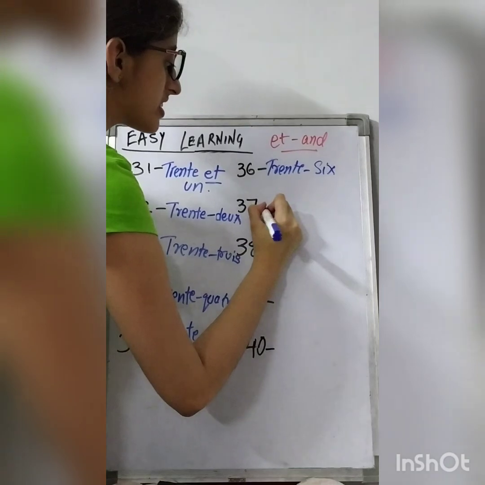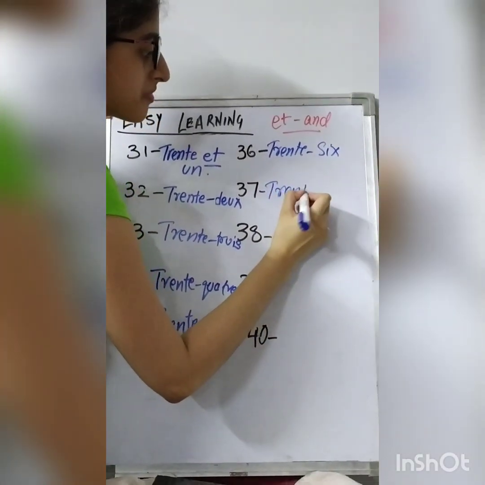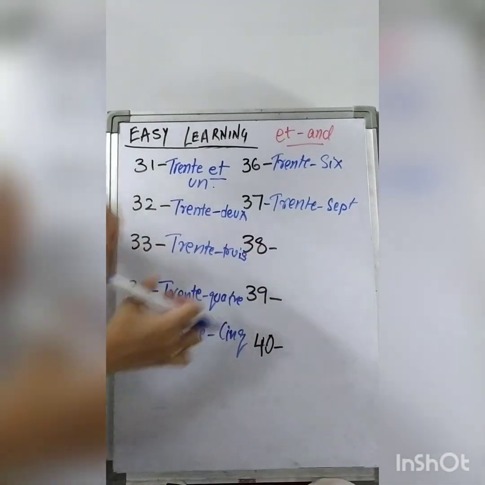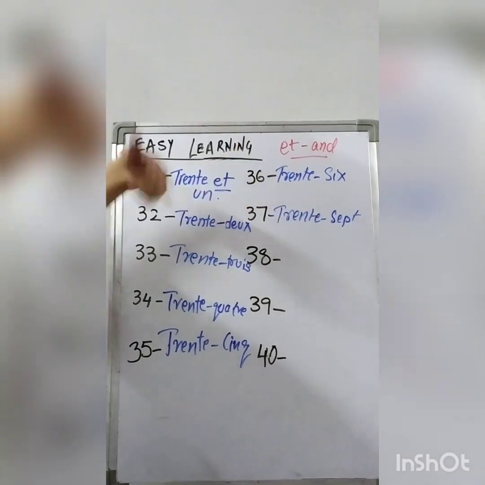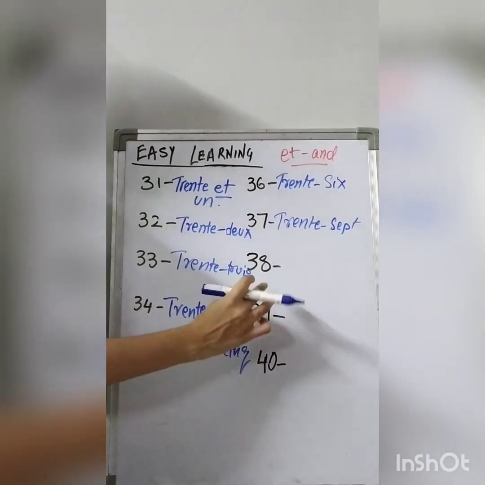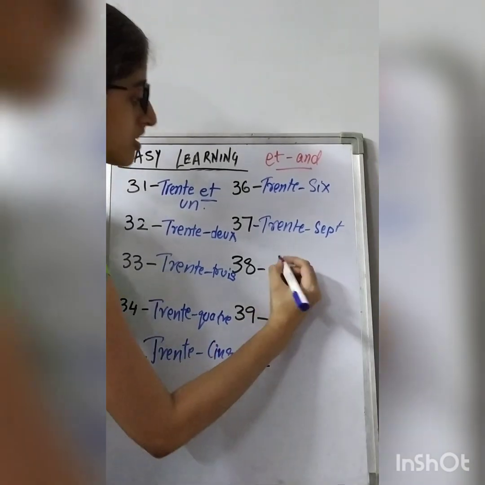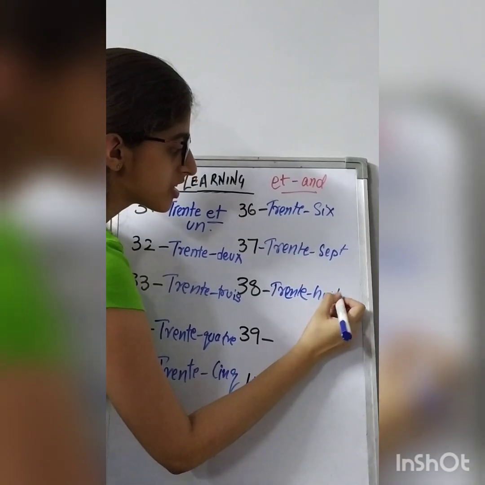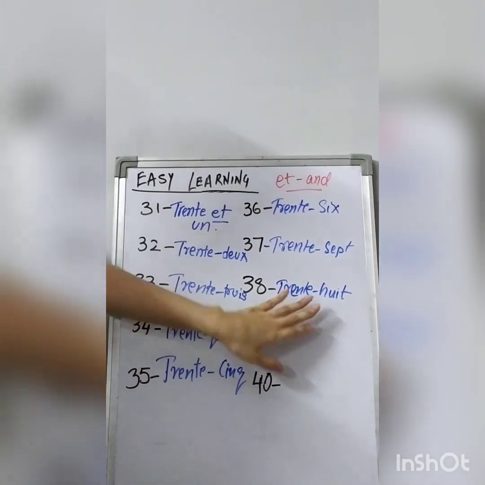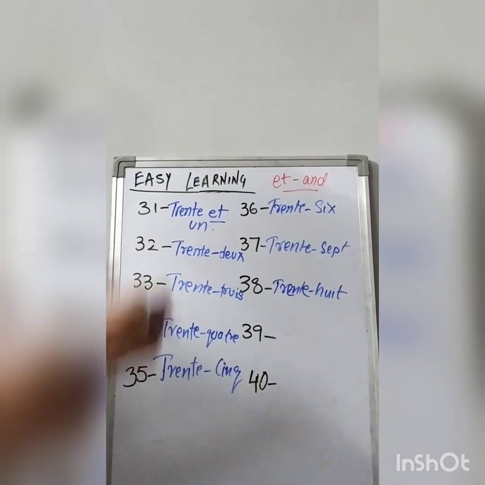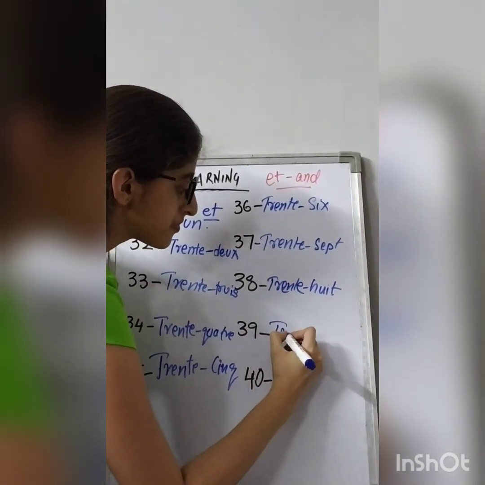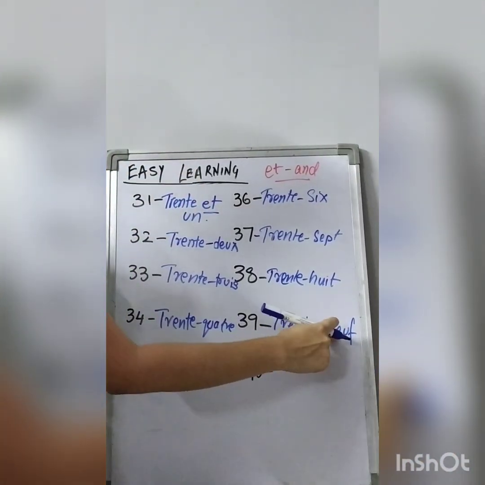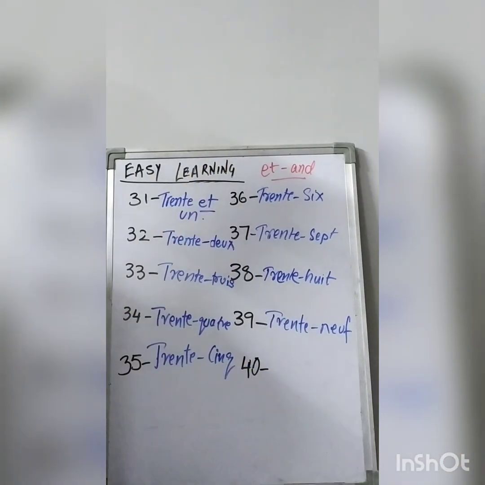Then next, we have 37. So, trente-sept, where 7 is sept, 30 is trente. So, the same pattern will be followed for 38 and 39 as well. So, trente-neuf, 39, where neuf is 9.